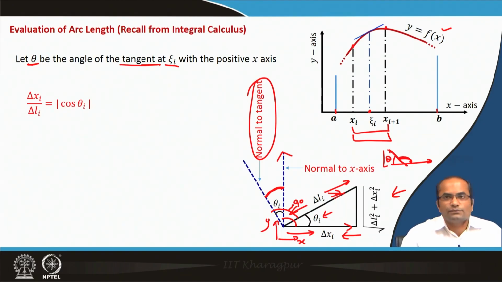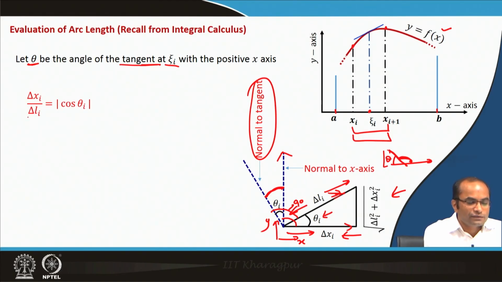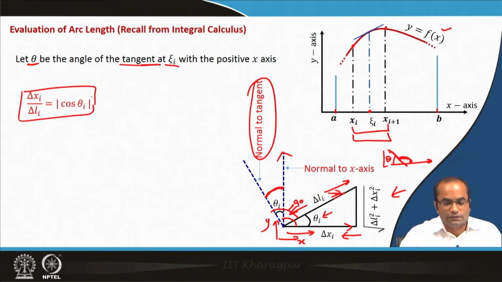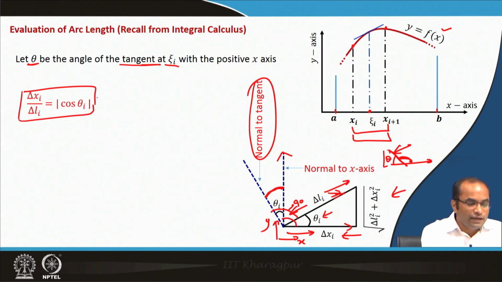So, if we take the absolute value of this cos theta, that is fine. We have this relation that cos x I over cos L I is equal to the absolute value of cos theta I, and that is valid whether the tangent is making more than a 90-degree angle or less than a 90-degree angle, it does not matter. So, we have this relation.